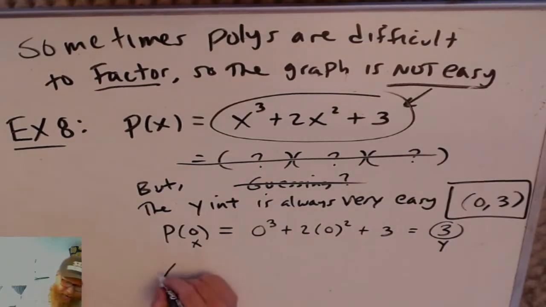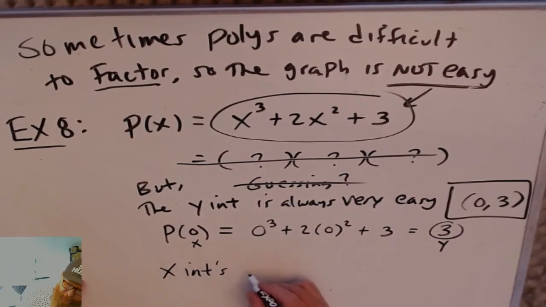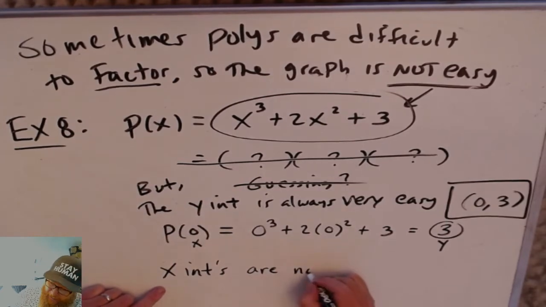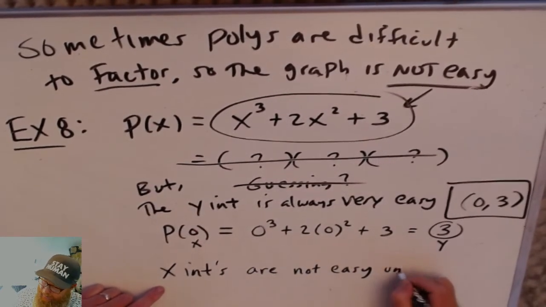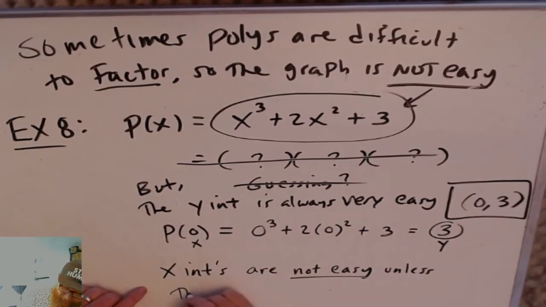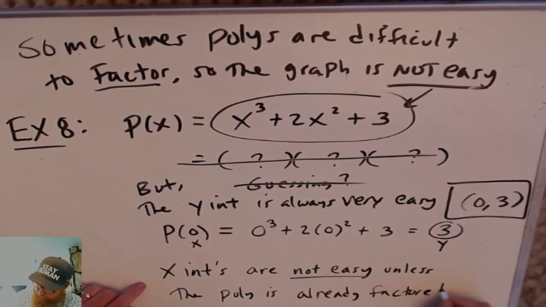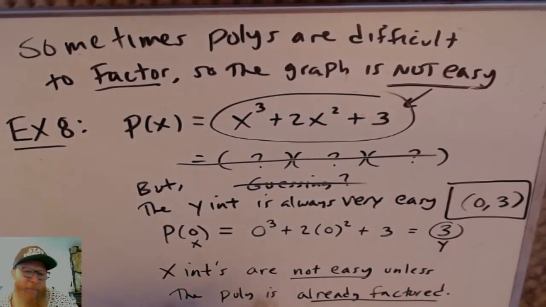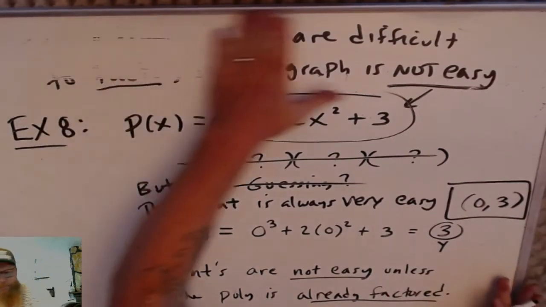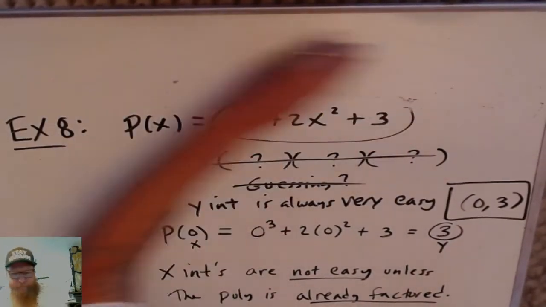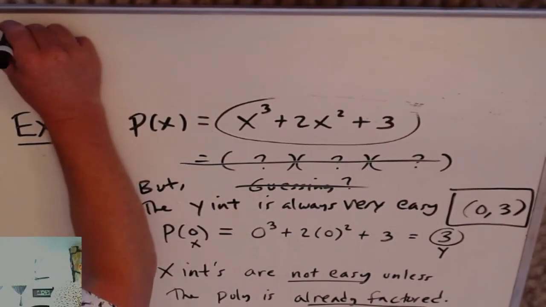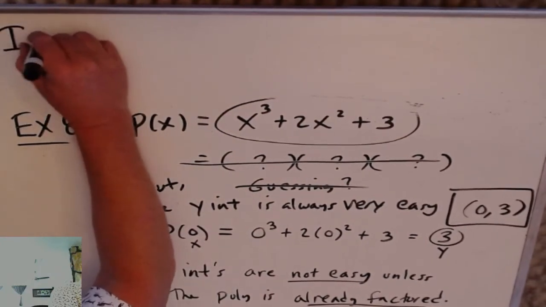The x-intercepts are not easy unless the polynomial is already factored. And I've given you plenty of problems where it's already factored. So this is one example where it's not already factored. So we need a theorem. It's called the intermediate value theorem.